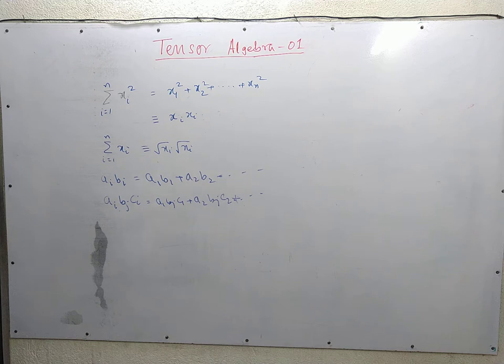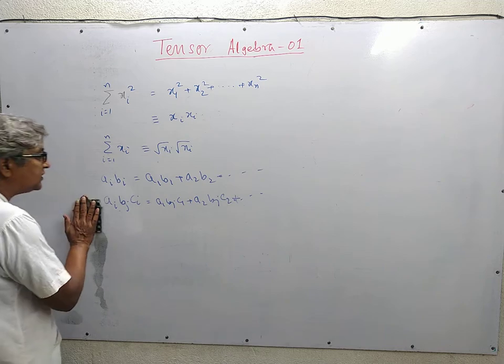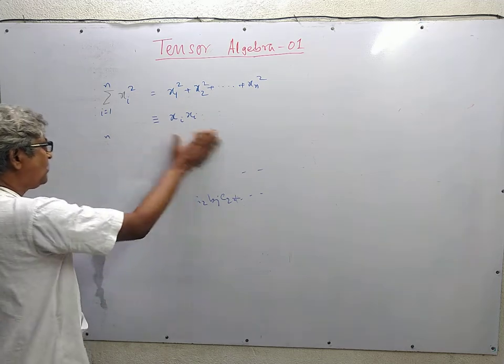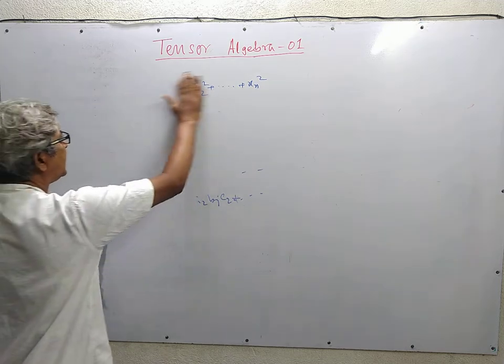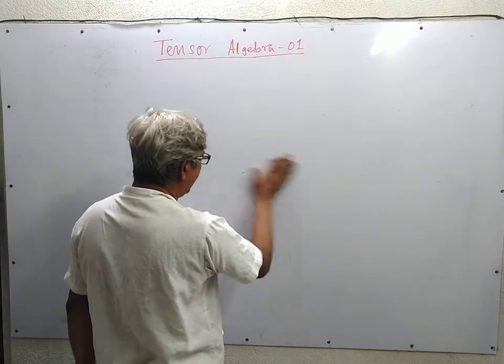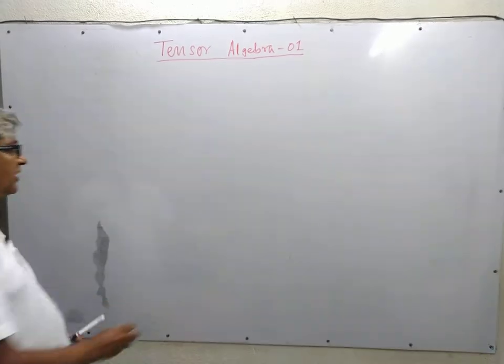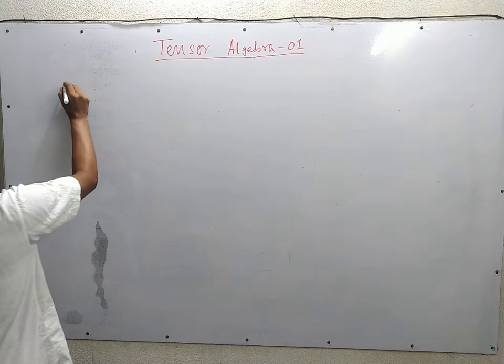Now coming to the formal definition of tensor. Another thing is that we define an n-dimensional space, an n-dimensional real space.